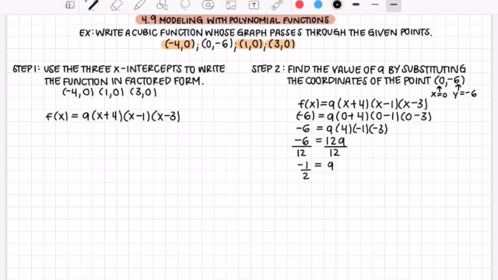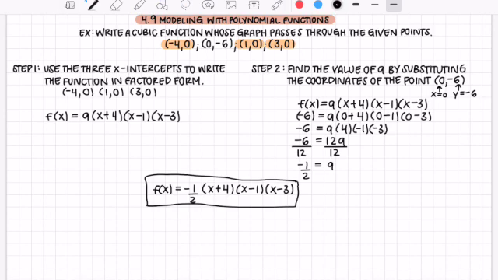And so now that I have my a value, I can create my polynomial function, which is f of x equaling a, which is -1/2, times my x-intercepts, x plus 4 times x minus 1 times x minus 3. And that would be my final answer. And so that is how we would write a polynomial function based off of the ordered pairs that are given to us. So hopefully this helps. Good luck.